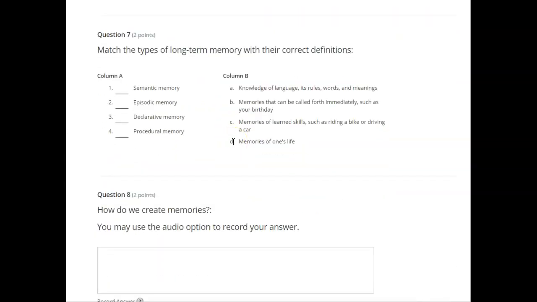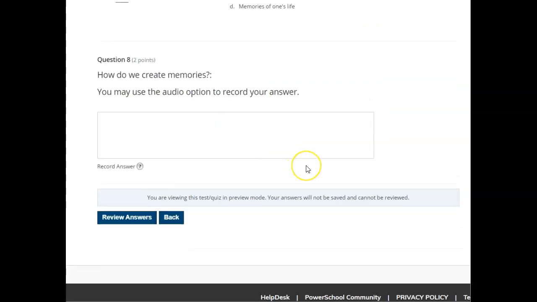Match the types of long-term memory with their correct definitions. Column A, one, semantic memory, two, episodic memory, three, declarative memory, four, procedural memory. Column B, knowledge of language, its rules, words, and meanings. Memories that can be called forth immediately, such as your birthday. Memories of learned skills, such as riding a bike or driving a car. Memories of one's life.